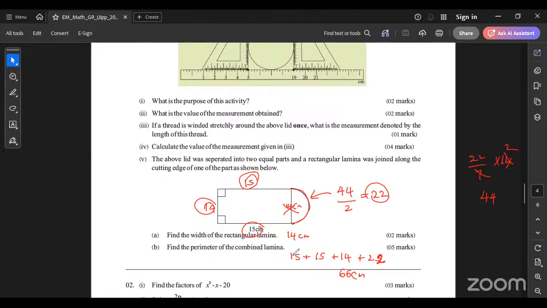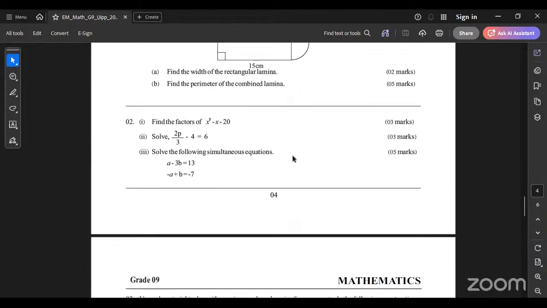Find the perimeter of the combined lamina. So I stop from here because I have an urgent meeting at 9:30. I will continue the session and let you know the meeting details again. Sorry for the inconvenience happened again. And I will surely conduct another session to complete the rest of the paper, right? I have to stop from here because I have to join a compulsory meeting at 9:30.